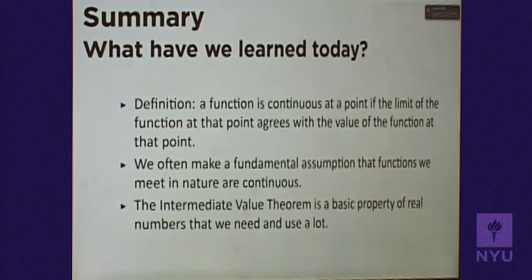We can use this property that the limit of the function at any point equals the value of the function at that point. Because of that, we can use the intermediate value theorem, which is a basic property of how real numbers and functions of real numbers actually work. We need this theorem, and we will use it a lot. The last of the things that we need to consider is the intermediate value theorem. It is a very basic, fundamental fact about continuous functions, and it's something that we will need and use a lot.